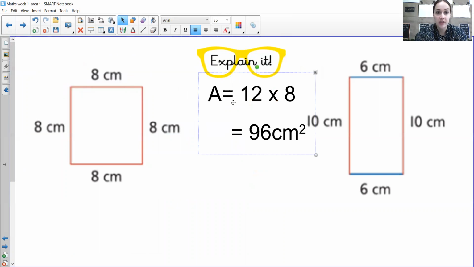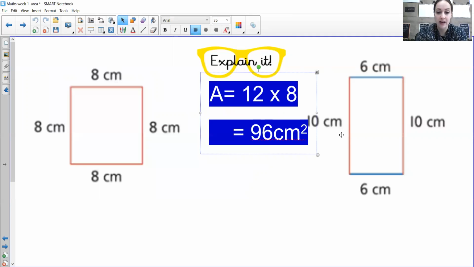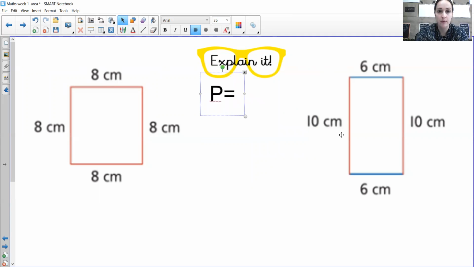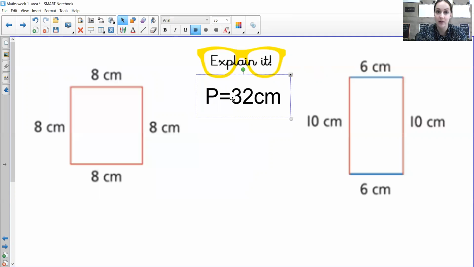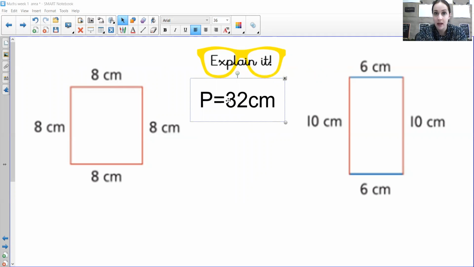Okay, so hopefully you've had a good go at that. So the perimeter was 32 centimetres, and we got that information from Lee over here. So we're now going to explain how we work this out. I'll try and get my annotation up. There it is. So now I can annotate the top of it.